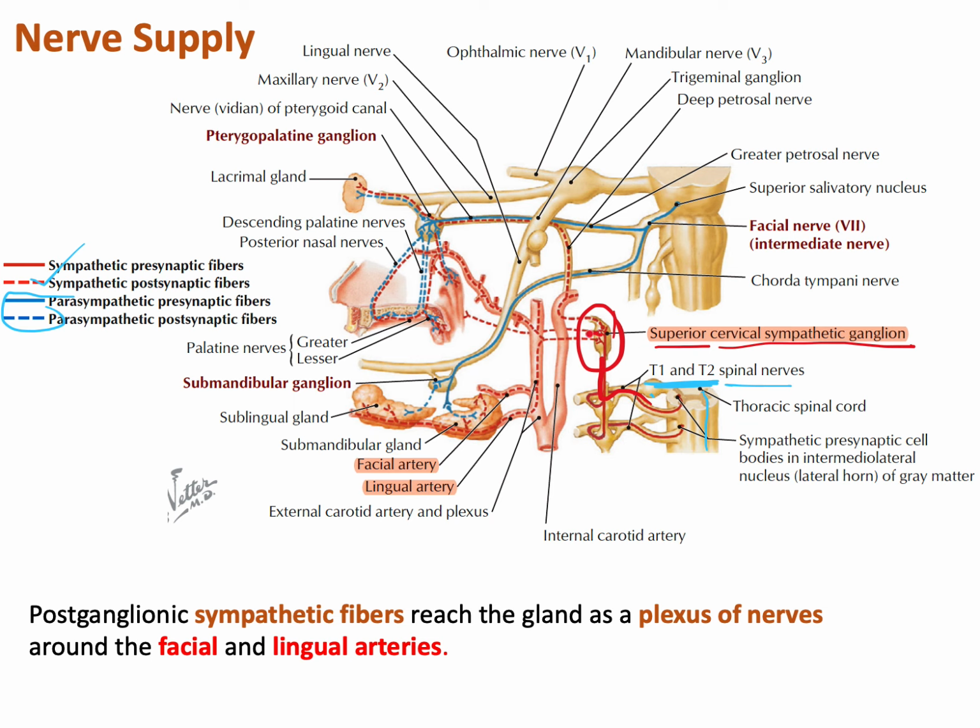From there, these fibers, guys, will create a kind of plexus around the vessels that supply those glands, I mean the submandibular and sublingual glands. Mainly they will create a plexus around the facial artery here and also around the lingual artery until they reach their target.